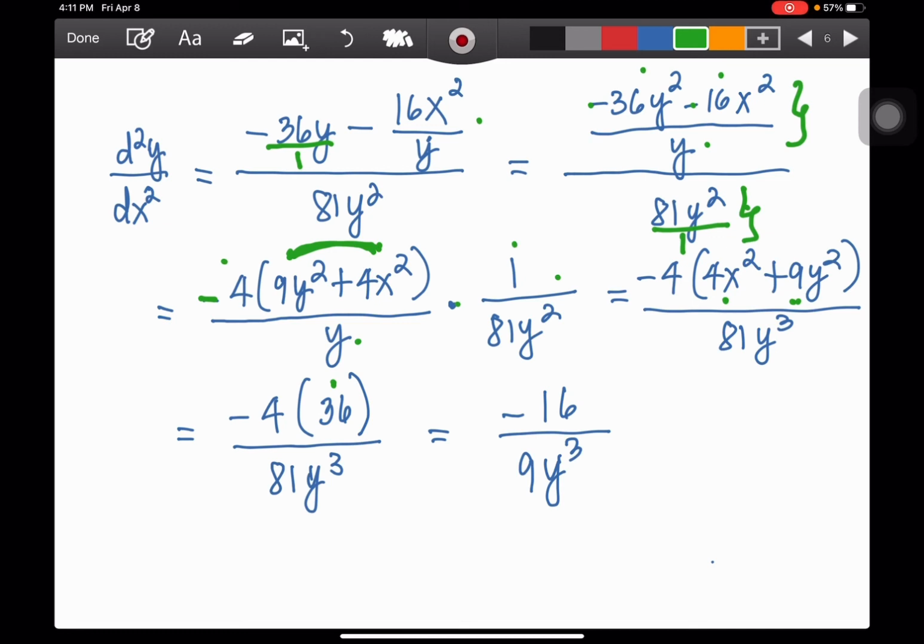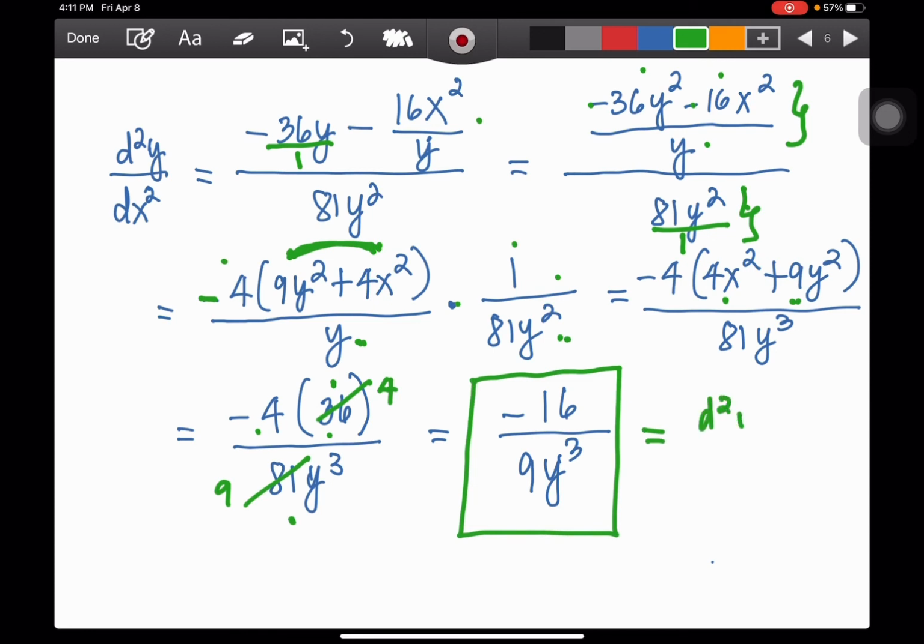So you have negative 4 times 36 divided by the product of y and 81y squared. So the product of that is 81y cubed. So negative 4 and 36, there is still a possibility of cancellation, so that you have 4 here and then you have 9 here. And so the final answer is negative 16 over 9y cubed, which is what we are looking for. Okay, so that's how we get the second derivative by implicit differentiation.